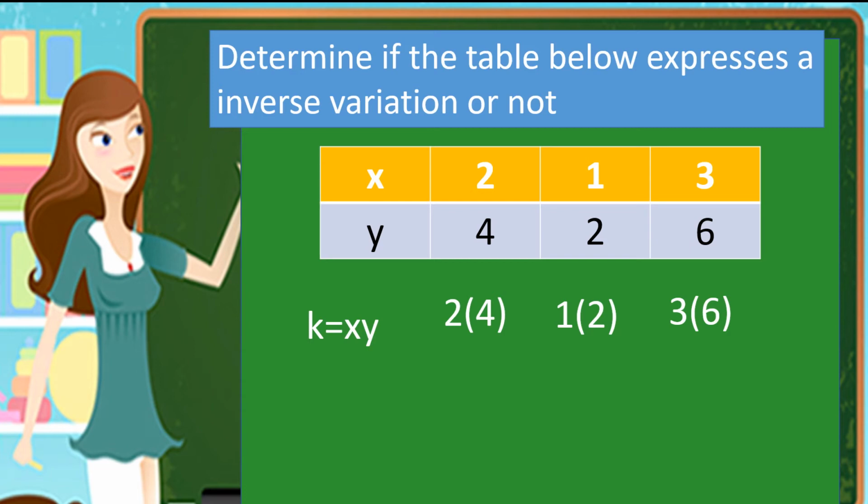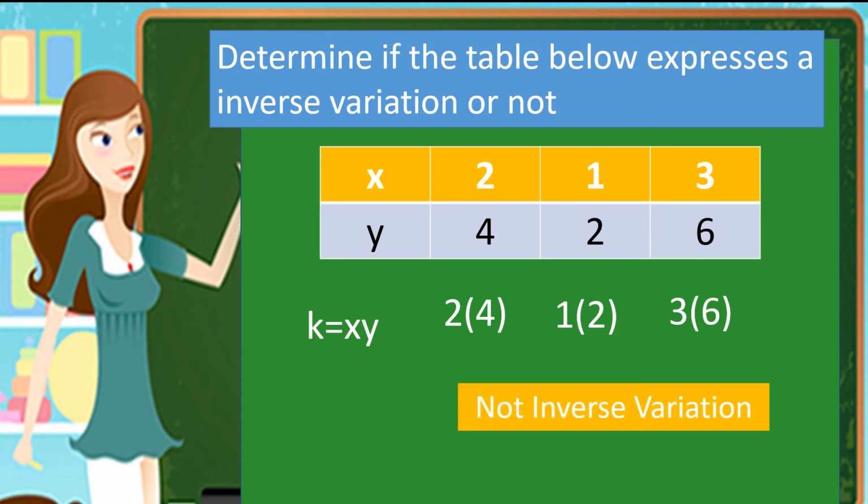Itong 1 times 2 ay 2. So 3 times 6 is equal to 18. So hindi sila magkakapareho. That's why this is not an inverse variation. So kapag minultiply natin ang variable x at y, dapat pare-pareha sila para masabi natin na siya ay inverse variation.